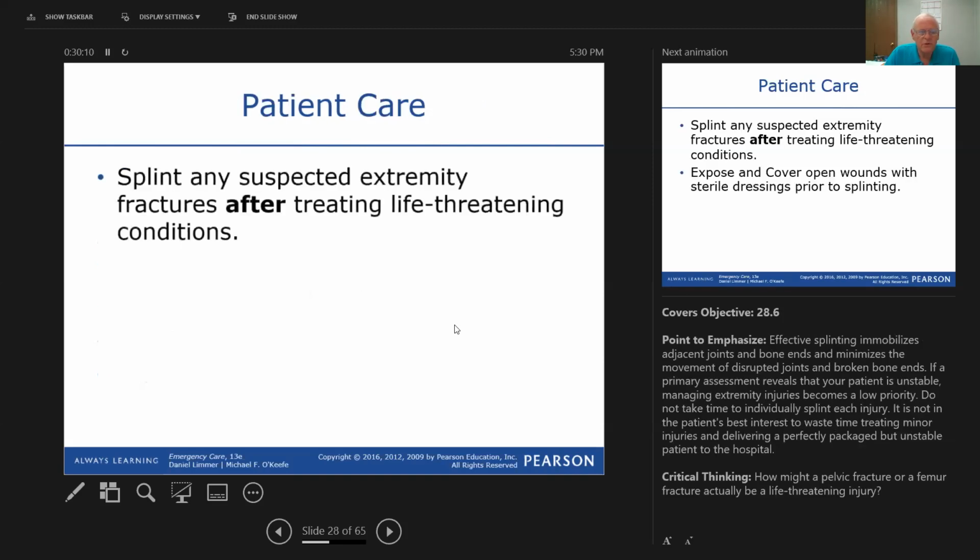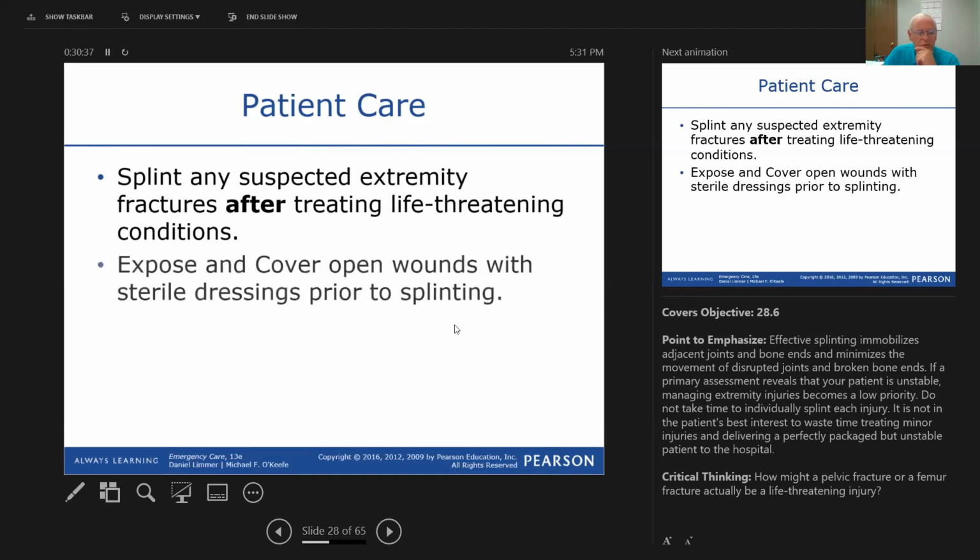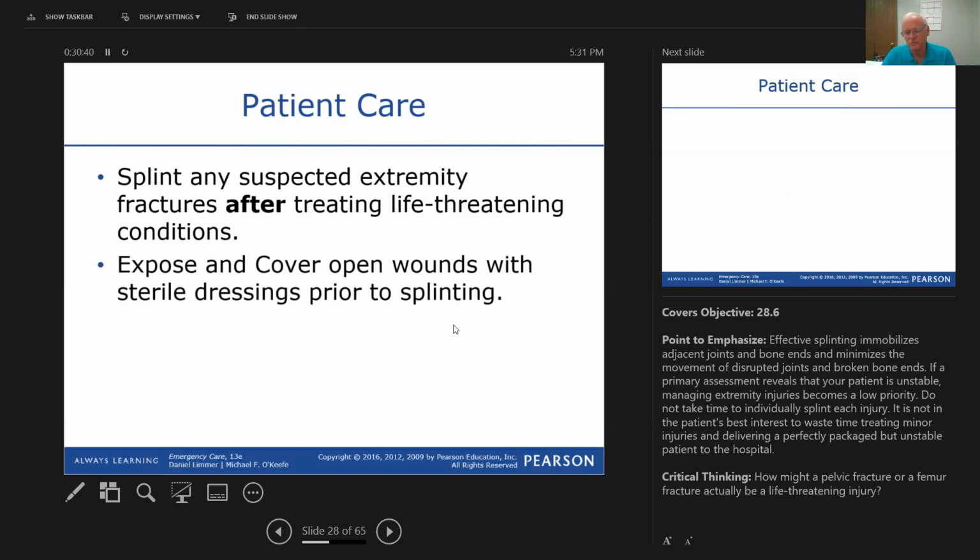All right, so patient care, we're going to splint any suspected extremity fracture after life-threatening conditions have been treated. So again, we don't want to splint somebody to death because it's a grotesque, distracting type of injury that takes our focus away from total patient care. Total patient care comes first, ABCs, mental status, that sort of thing. If you have an open injury over a suspected fracture site, obviously you're going to provide sterile dressings to that. Again, not over clothing. You're going to need to expose it, you need to be able to see it.